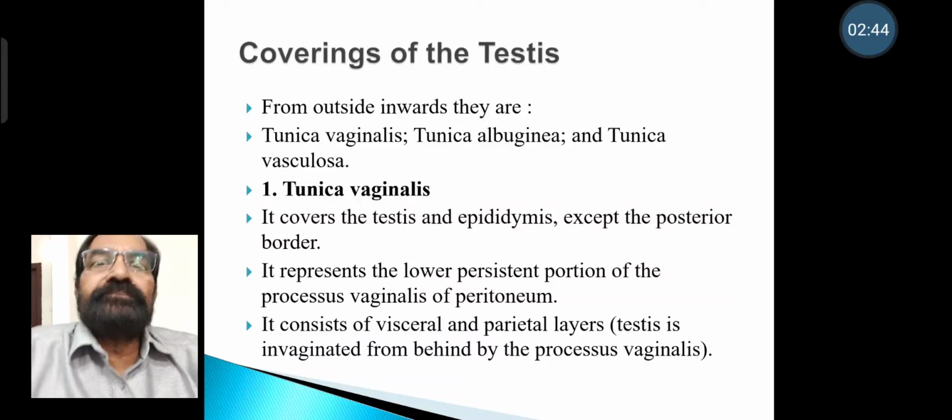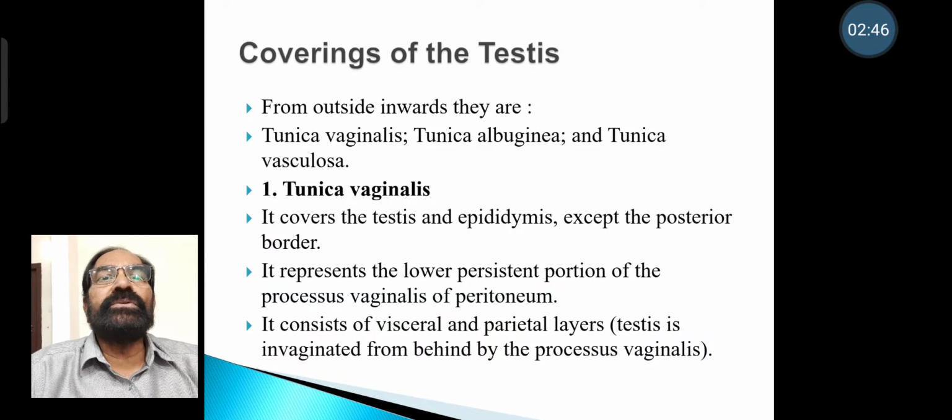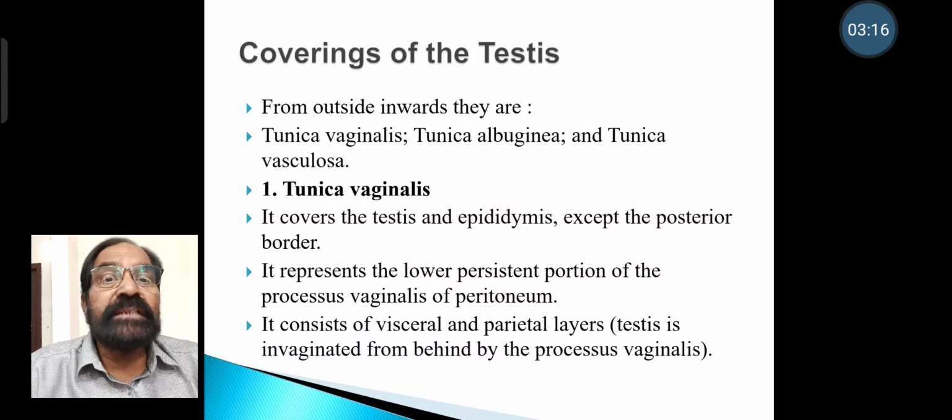Coverings of the testis. From outside to inwards, they are tunica vaginalis, tunica albuginea, tunica vasculosa. Tunica vaginalis. It covers the testis and epididymis except the posterior border. It represents the lower persistent portion of processus vaginalis of peritoneum. It consists of visceral and parietal layers. Testis is invaginated from behind by the processus vaginalis.